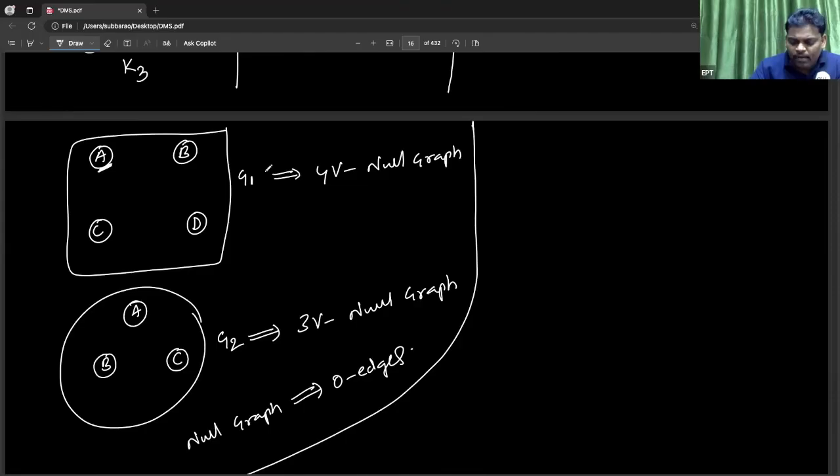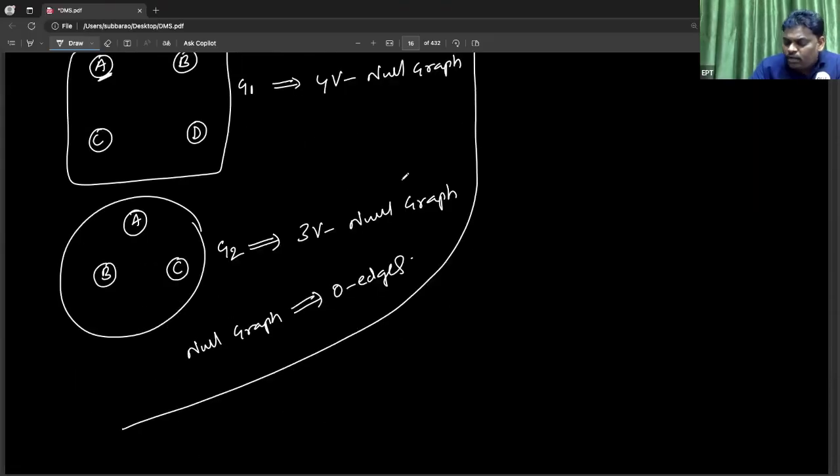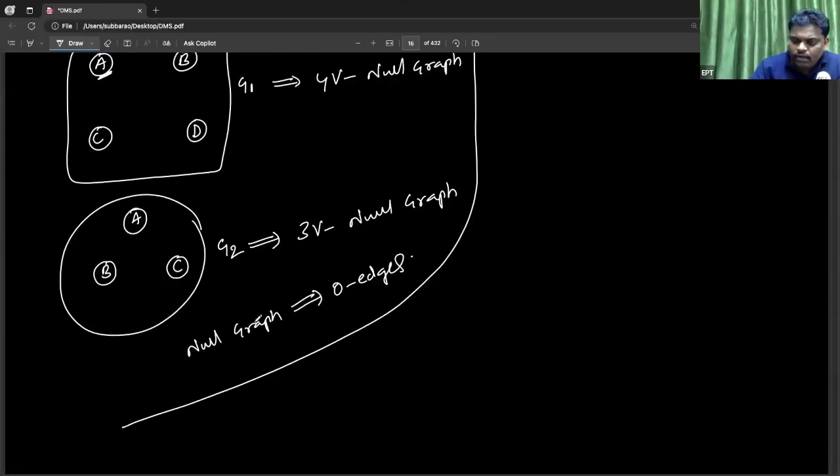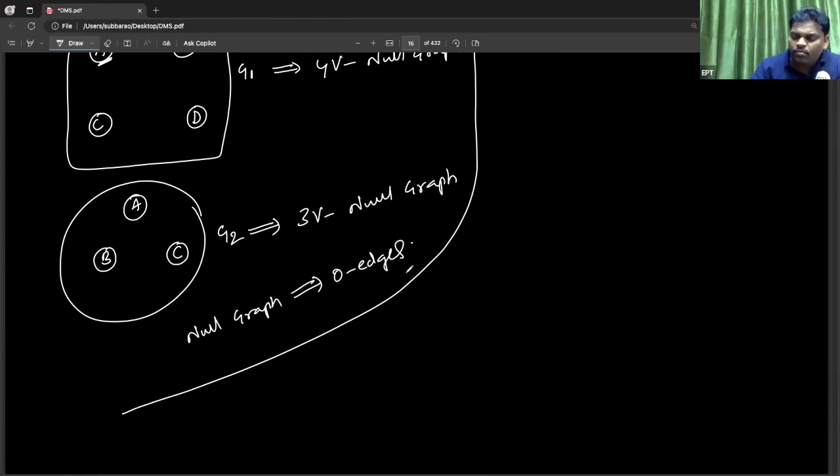In a similar way, a 4-vertex null graph, how many edges? 0 edges, but how many vertices? 4. Next one, a 3-vertex null graph, how many edges? 0. Then how many vertices? 3. Next one, a null graph: 0 edges are confirmed. Vertices can be anything, whatever you want you can take. So I will write here: an n-vertex null graph contains 0 edges and n vertices.